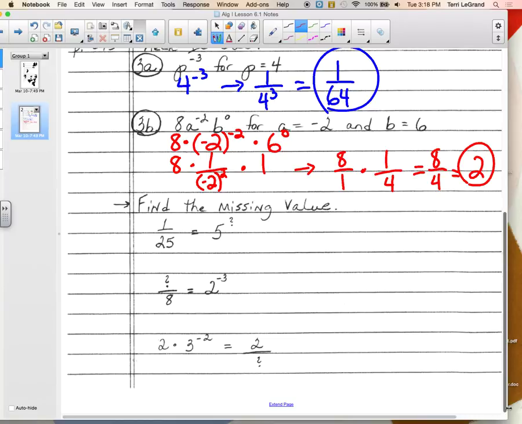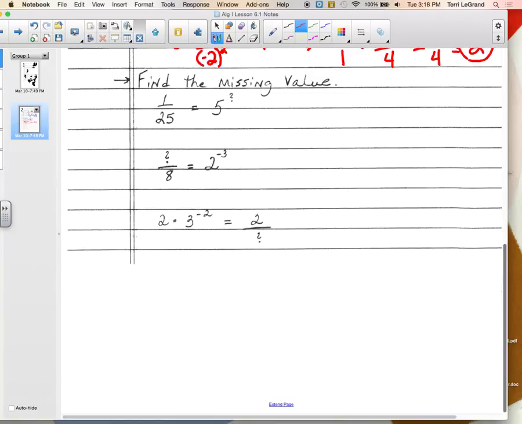Okay, now we're going to find the missing value. Now we're going to see what you really know. 1/25 equals 5 to the -3rd. Here's what kind of work we could show for that. The part we know is 1/25. How can that be renamed as a power of 5? We would say 1 over 5 to the 2nd power. Could we do that? Yes.